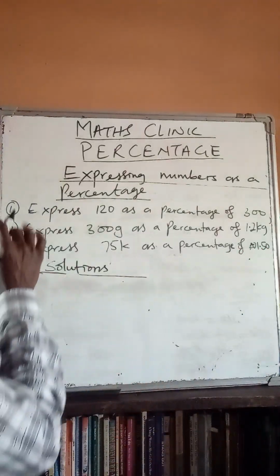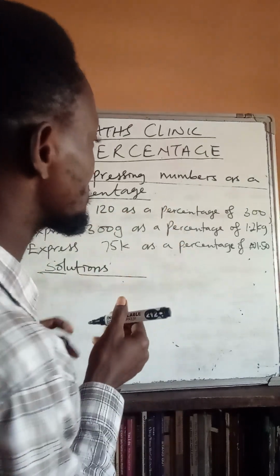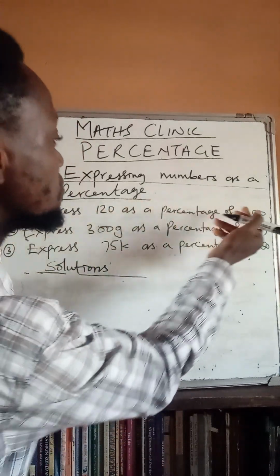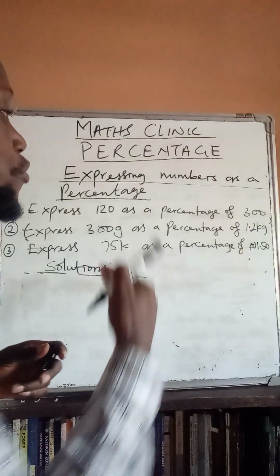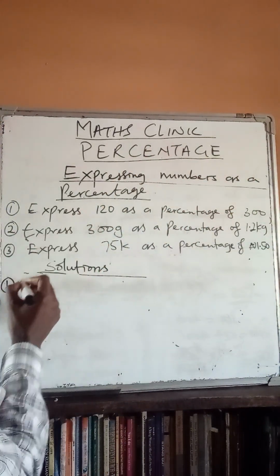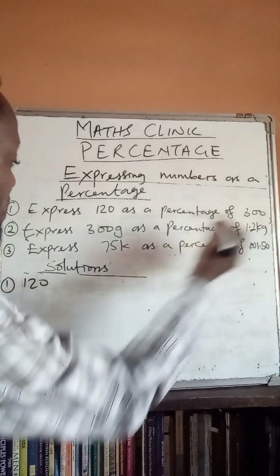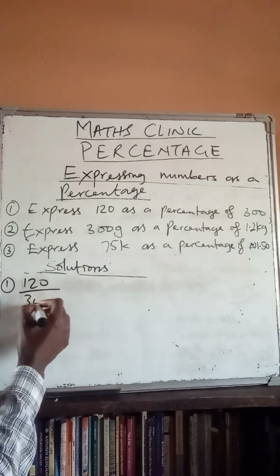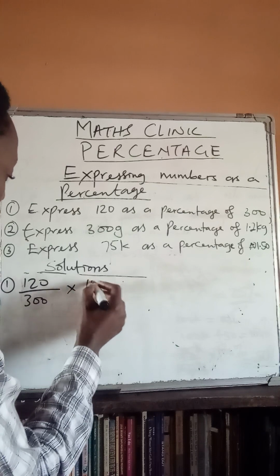Now, solutions. Number 1 says express 120 as a percentage of 300. It means 120 is divided by 300, multiplied by 100% to get our answer in percentage. That's what we're going to be doing: 120 divided by 300 times 100%.